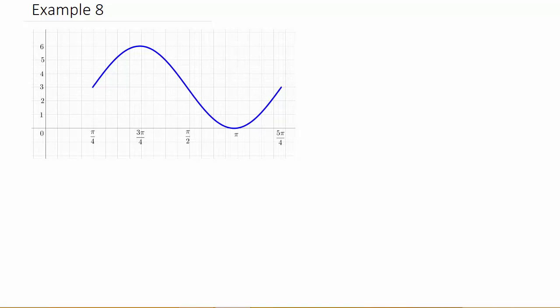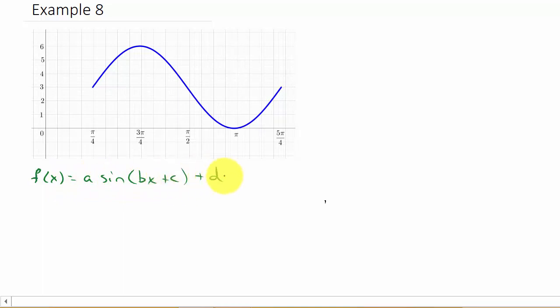Alright, so let's take a look at this one. Well, as we can see, this is the sine function. So we know that it's going to be of this form. f of x is equal to a sine bx plus c plus d. Okay. All right, so a, that's the amplitude, c is the horizontal shift, d is the vertical shift, and b we use to calculate the period.